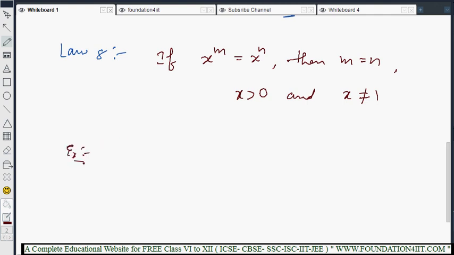I'll tell you why these two conditions are given. Let's see an example. Whenever two terms are given, we can see this. For example, x to the power y is equal to x to the power z is given. Then compulsorily z and y should be equal. So y must be equal to z.